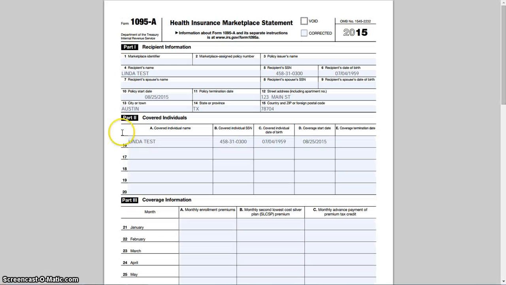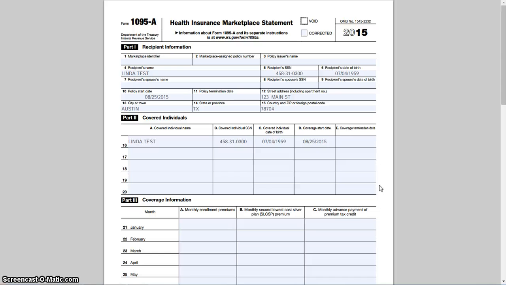We have here the 1095A that Linda Test received. You will notice that her coverage started August 25th of 2015. This is because early on in the tax year, she tells you that she had employer-based coverage. She lost her job. She was without health insurance for the months of June and July, and then in August, she enrolled through the marketplace.